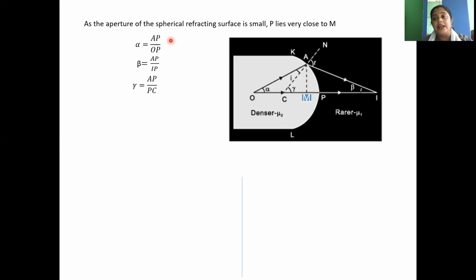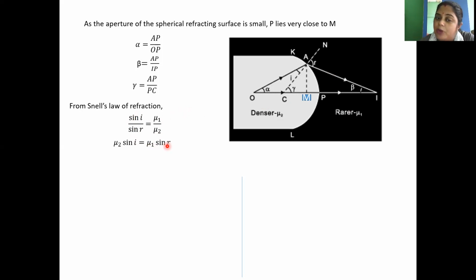Now we will use Snell's law. Same steps are there. What is Snell's law? Light is traveling from denser to rarer, so the angle of incidence is I, the angle of refraction is R. So sin I by sin R equal to what? Mu2 by mu1. Now cross multiply this, that is mu2 sin I equal to mu1 sin R.